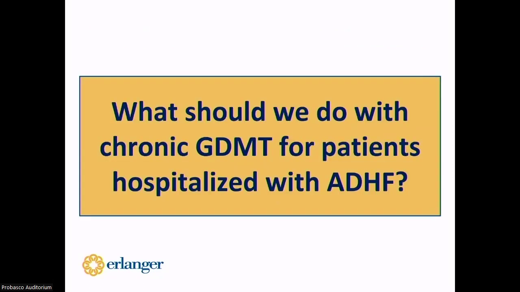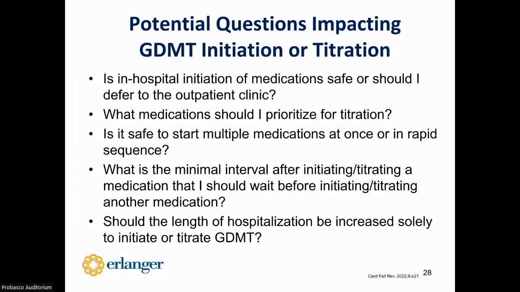So this brings me to my purpose for this presentation and our main clinical question. What do we do with these patients who come in on chronic GDMT who are hospitalized for acute decompensated heart failure? So a provider may ask, well, these are some of the questions I have that may make me stop and think about the initiation or titration of these medications. Is it safe to do it in the inpatient setting, or should I do it in the outpatient setting? What medications do I need to prioritize to titrate? What's going to give my patient the best benefit? Is it safe to start multiple of these things at once, or should I do it in a rapid sequence? What is the minimum interval where you might increase a dose or add another medication? And should we keep a patient here in the hospital solely to increase their medication regimen or optimize as needed?